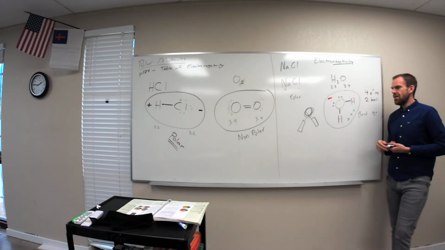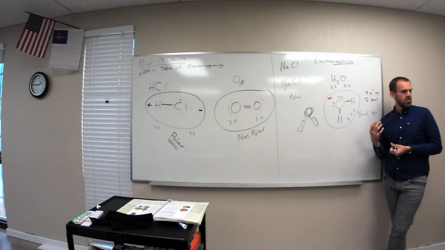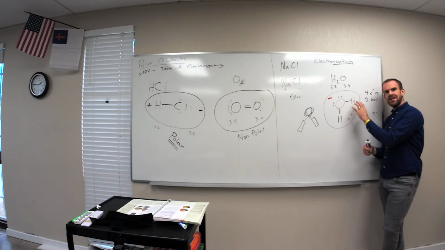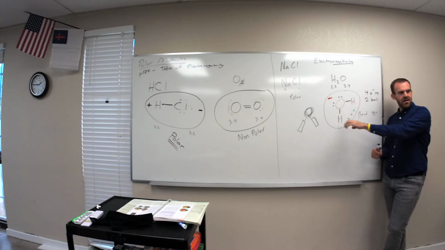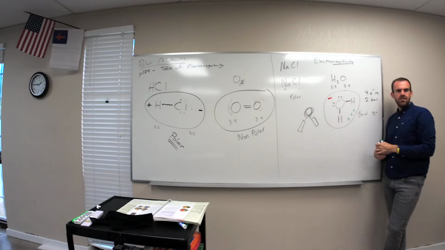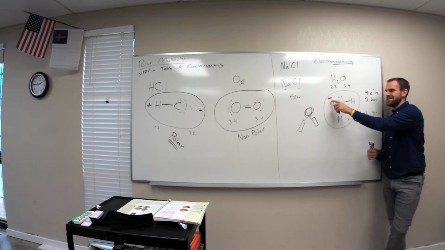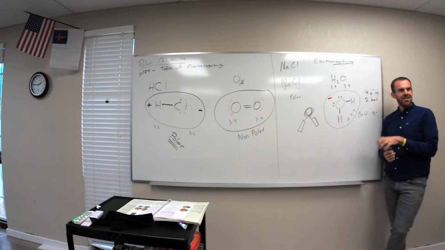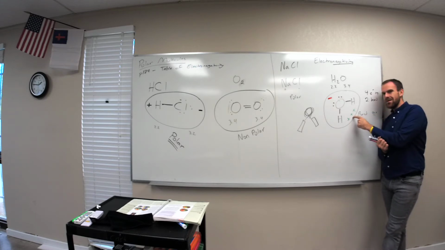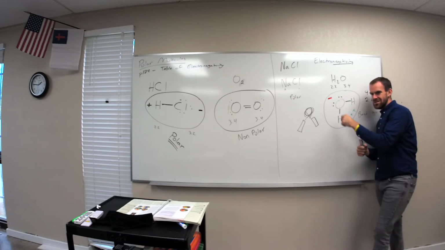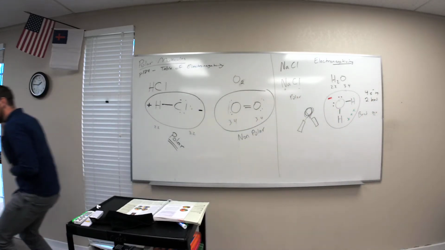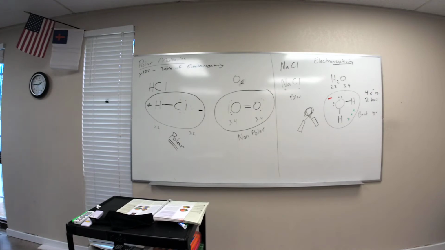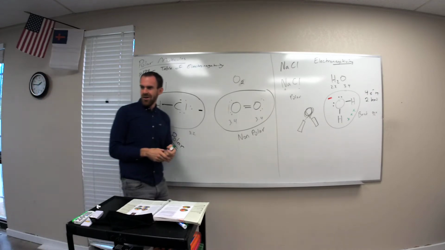So the water molecule is polar because the hydrogen side is more positive and the oxygen side is more negative. See that minus sign right there? That was your cue to say negative. Let's try it again. The hydrogen side is more positive. The oxygen side is more negative. Thank you. Back row, I see you.